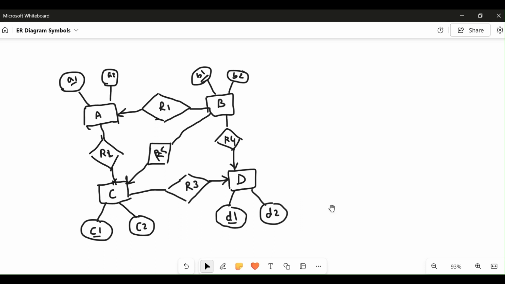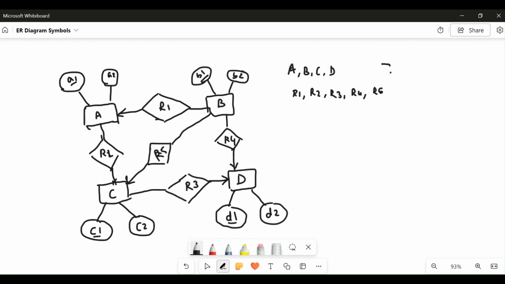Consider one more example of minimization of tables from an ER diagram. Here we can see that there are four entities A, B, C, and D, and there are five relationships R1, R2, R3, R4, and R5. So, what are the maximum number of tables that can be found? 9 tables. 4 for the entities and 5 for the relationships.